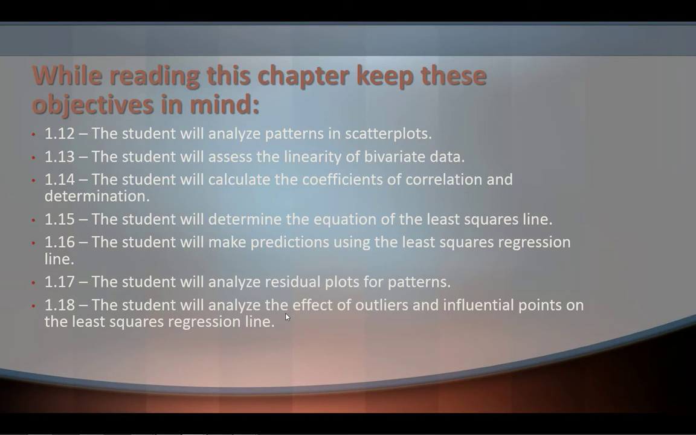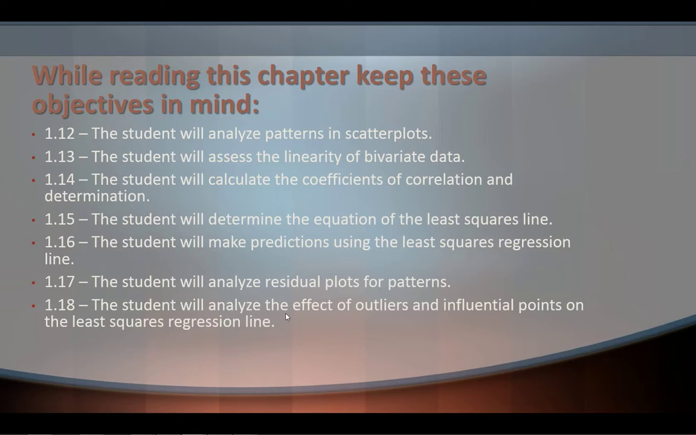While reading this chapter, keep these objectives in mind. 1.12, the student will analyze patterns in scatter plots. 1.13, the student will assess the linearity of bivariate data. 1.14, the student will calculate the coefficients of correlation and determination. 1.15, the student will determine the equation of the least squares line. 1.16, the student will make predictions using the least squares regression line. 1.17, the student will analyze residual plots for patterns. And 1.18, the student will analyze the effect of outliers and influential points on the least squares regression line.